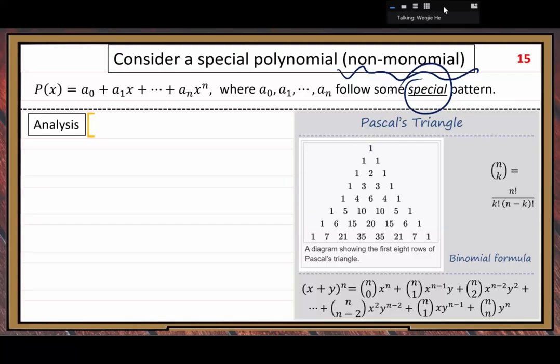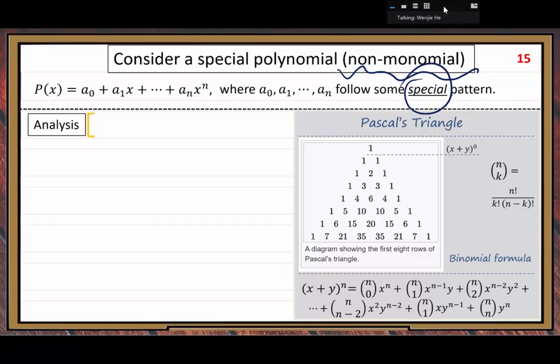This formula is also called Newton's formula. Newton discovered this formula. But when you put a specific n number there, when n equals 0, that's 1. So let me list it here.